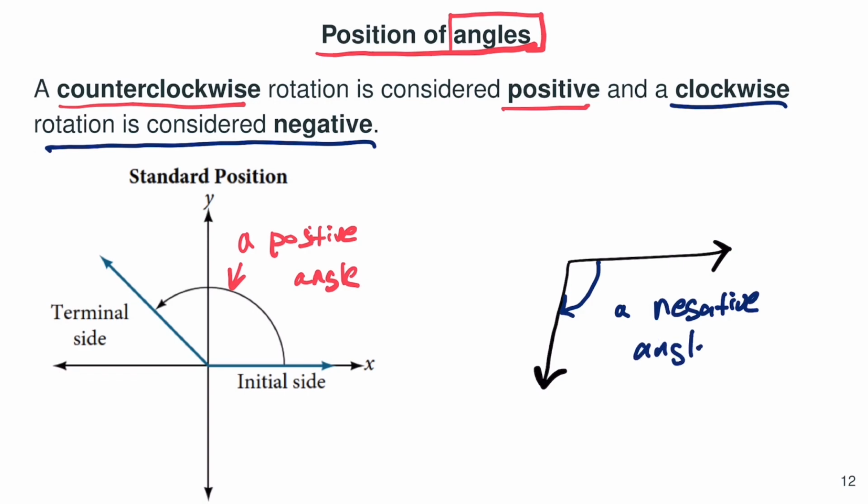And it can be measured in either radians or degrees. It can be negative 2 radians, or it can be negative 50 or negative 100 degrees. So then you'll see a negative sign in front of the number.